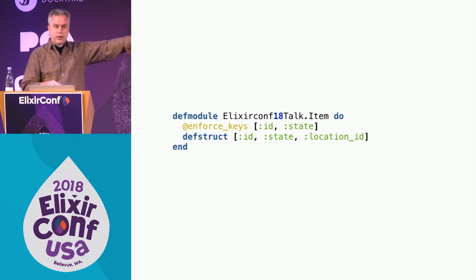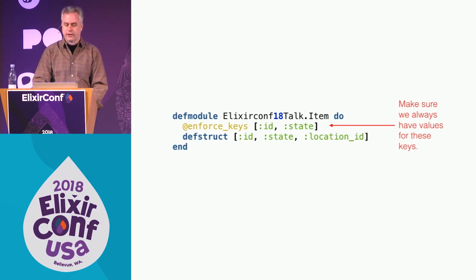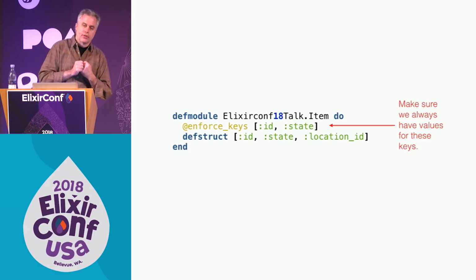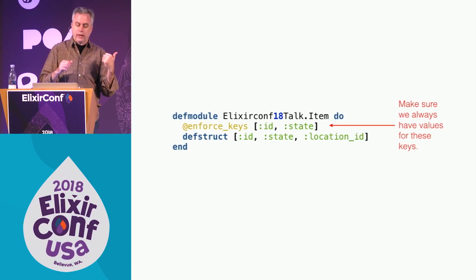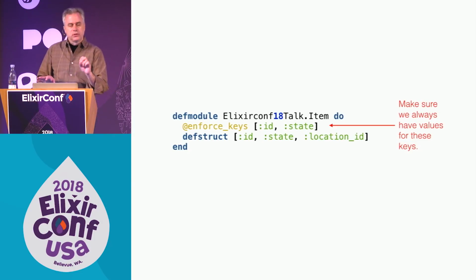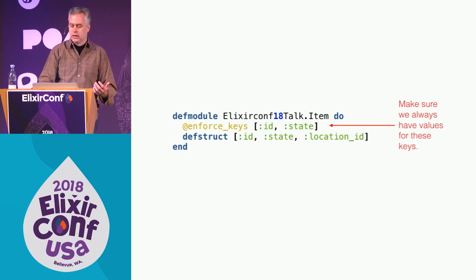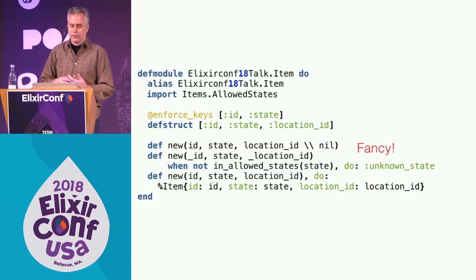That will represent the row in the database for the entity that we're working on. Obviously this is very simplified, you wouldn't be able to read it if I put all the stuff in there. We can always ensure that we have values for keys using the enforce_keys module attribute. We will always need an ID in state, but we don't always need a location ID because the item might be out with the customer, and then it would be sort of nonsensical to say it has a location in the warehouse. If we want to get fancy, we can create a new function that will build the state for us.